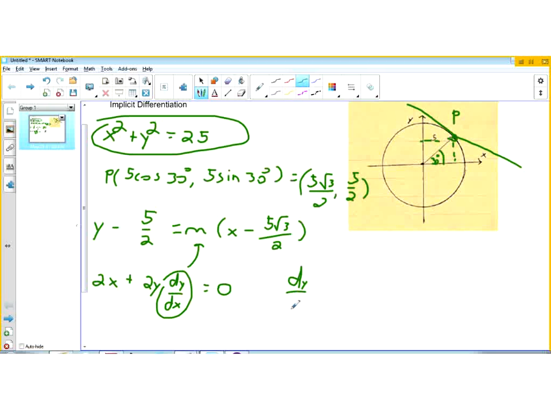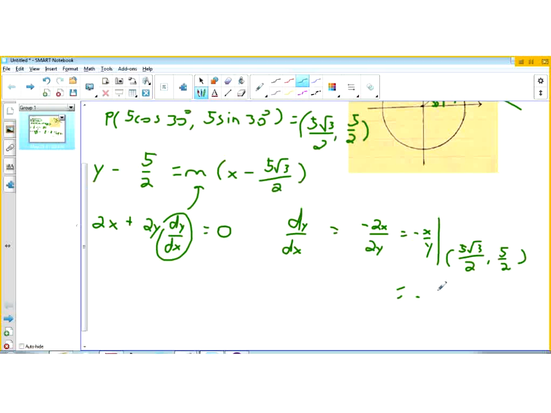So we're left with dy over dx is equal to negative 2x over 2y from algebra, which is equal to negative x over y. And that would be evaluated at the point of tangency. So that would be 5 times the square root of 3 over 2, 5/2. Okay, and so when we plug that in, we get negative 5 times the square root of 3 over 2 divided by 5/2, which is just equal to the negative square root of 3.